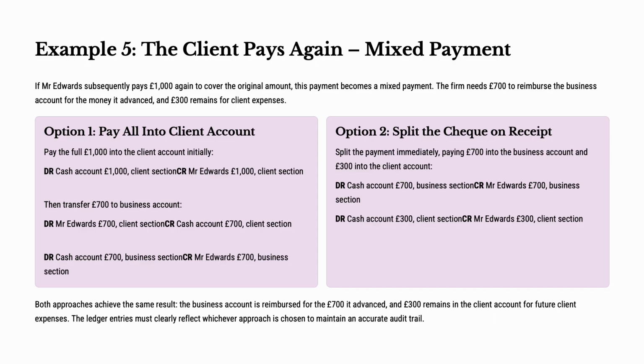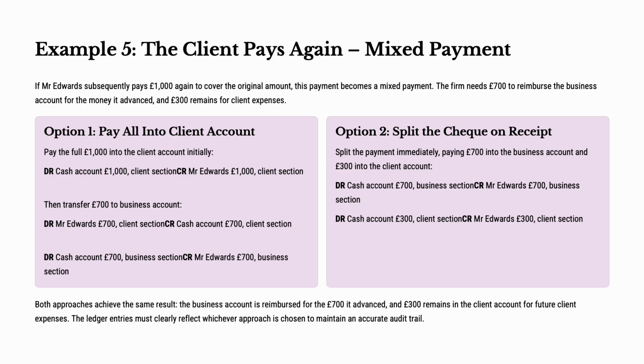So now the client pays again. Mixed payment: when Mr. Edward pays another £1,000, this becomes a mixed payment because part of it replaces the deficit and the rest belongs to the client. Good job, Mr. Edward. You paid us money. The firm may either pay the full £1,000 into client account and then transfer £700 to business account. This is one way, the sensible way people do it. Or split the check immediately, £700 to business and £300 to client. Whichever method is chosen, the ledger entries must reflect that £700 belongs to the firm and £300 belongs to the client.